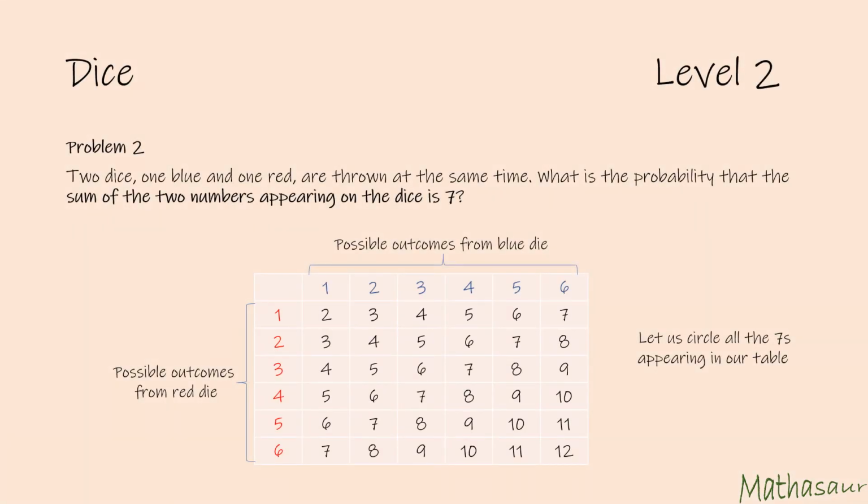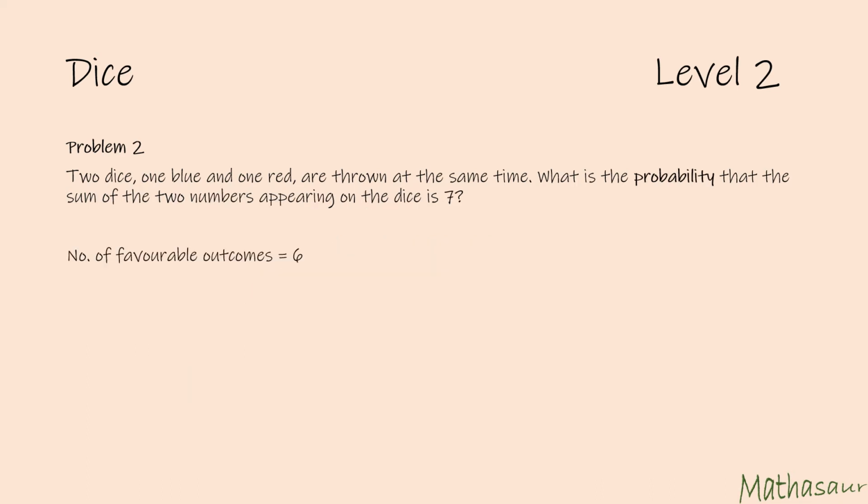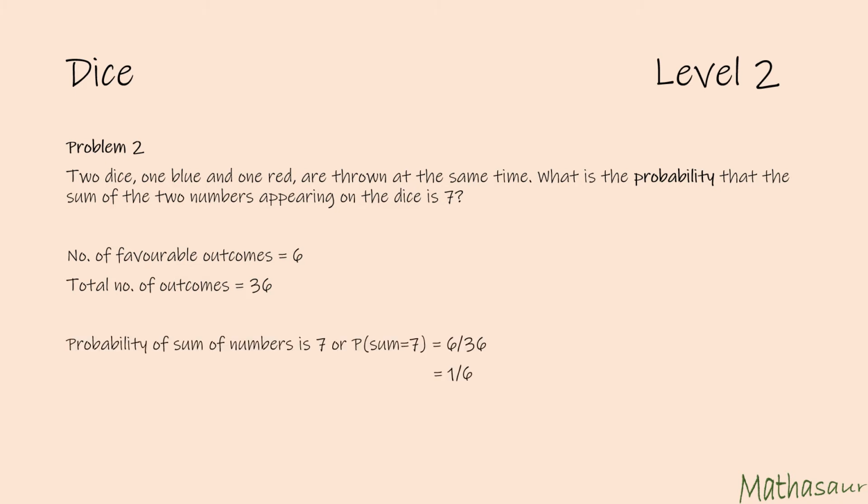Now let us circle all the 7s appearing in our table. All the 7s are appearing on the diagonal. Let us count. There are 6 number of favorable outcomes. Now my number of favorable outcomes is 6 and my total number of outcomes is 36. So my probability of getting a sum 7 is 6 by 36 or 1 by 6.